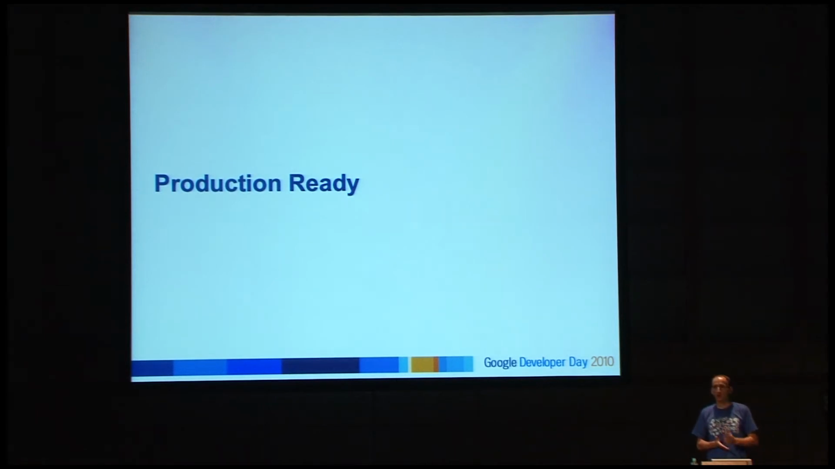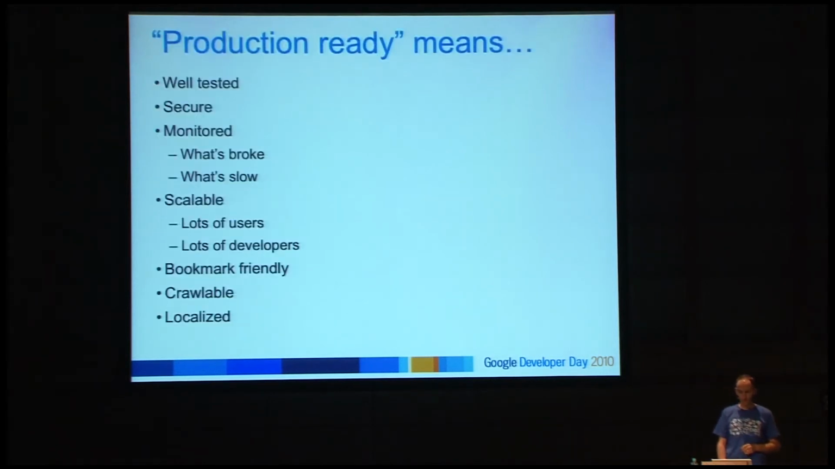Now, I want to talk to you about what production ready means. What does it mean to build production apps at Google? Well, it means that your applications are well tested, that you have lots of unit tests, and that when you make a code change, you quickly detect if you've broken any features. It means that your application is secure from malicious users. It means that you're able to monitor the usage of your application. You know what's broken, or you know why an application is slow, or a particular feature is slow.